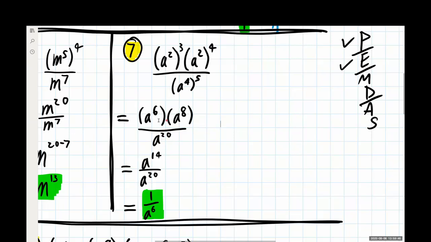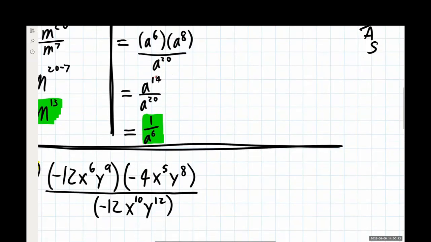And then noting that I have multiplication going on in the numerator spot, I want to condense my numerator down all together as much as I possibly can before I start canceling things with my denominator spot. So a to the 6th times a to the 8th, that's using the product rule, which means the exponents will add together. That gives me a to the 14th. So I have a to the 14th all divided by a to the 20th. Didn't change in that step.